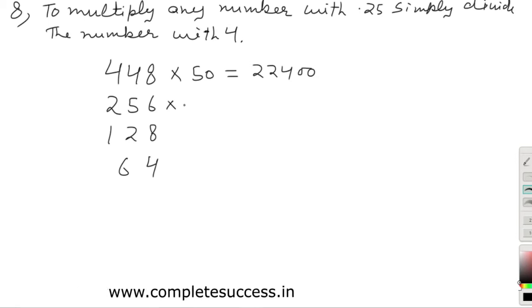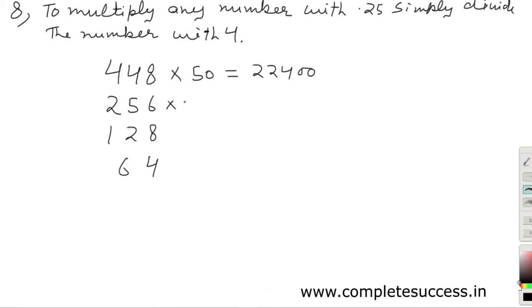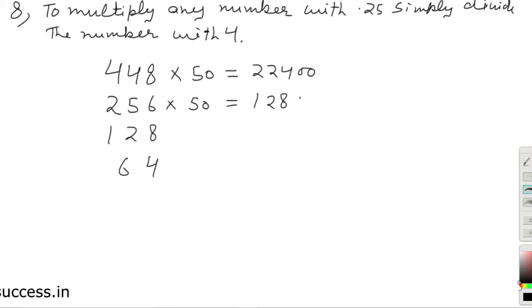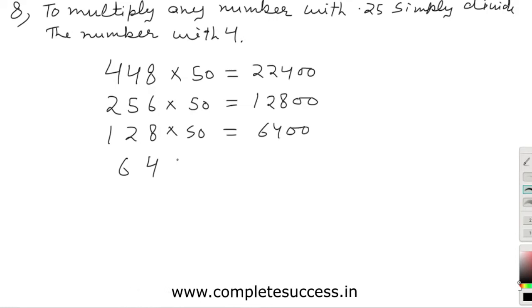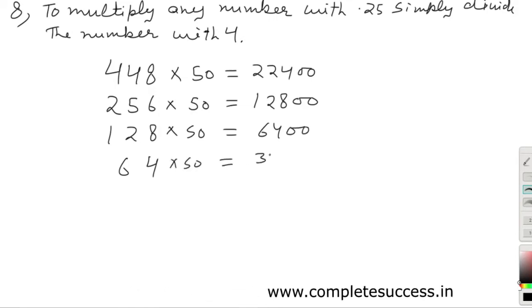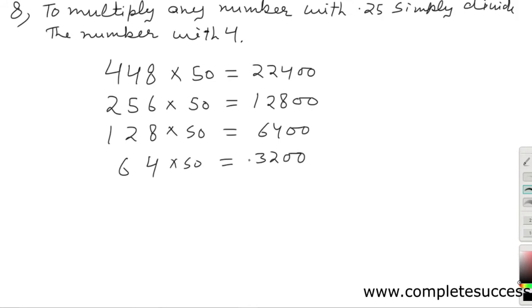First half the number, then multiply it with 100, or first multiply it with 100, then divide it with 2. It's your choice. Is it clear? 256 into 50, what is the number? Half this number, 128, so it is 12800. 64 into 50 is 6400. And the next answer is 3200. Is it clear?